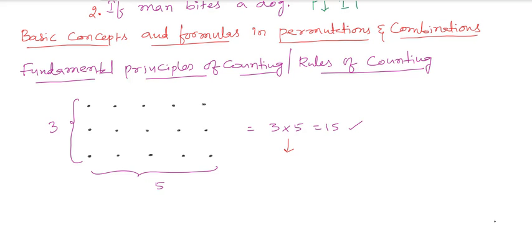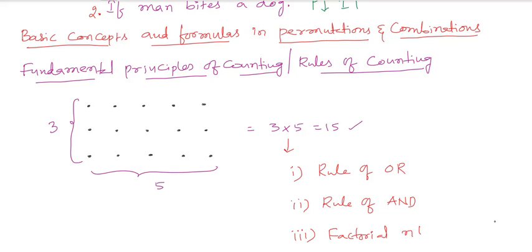So there are 3 different types of rules. One is the rule of R, the other one is the rule of and, and the next one is the factorial, that is n factorial. Usually the rule for R means, suppose I take m things and n objects, you will do m plus n.